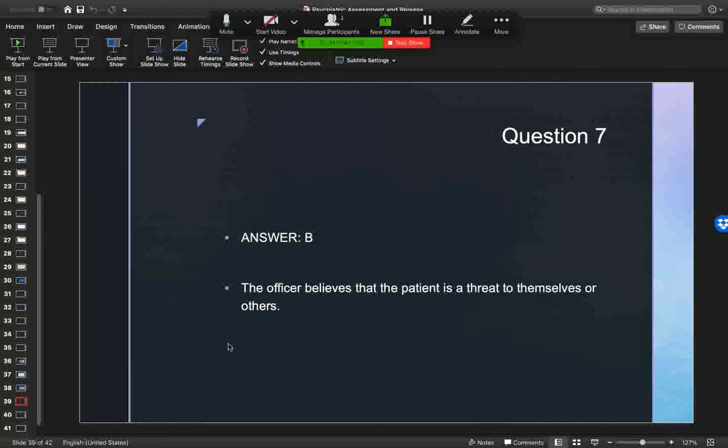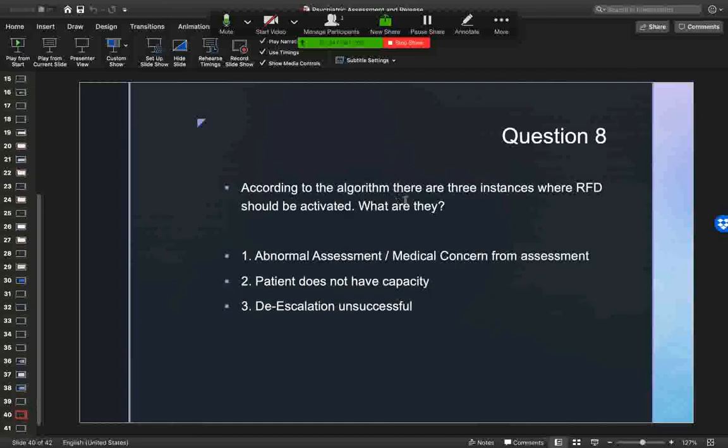Question 7. What is the criteria for an officer to conduct an APAL? Again, the officer has to articulate that the patient is a threat to themselves or others. And question 8, according to the algorithm, there are 3 instances where RFD should be activated. What are they? Again, go back to the algorithm. Abnormal assessment, medical concern, patient does not have capacity, or de-escalation is unsuccessful.